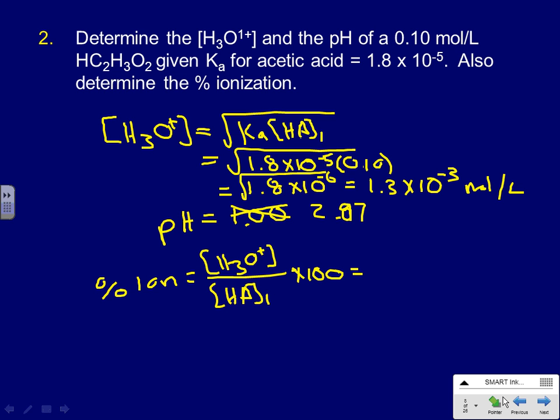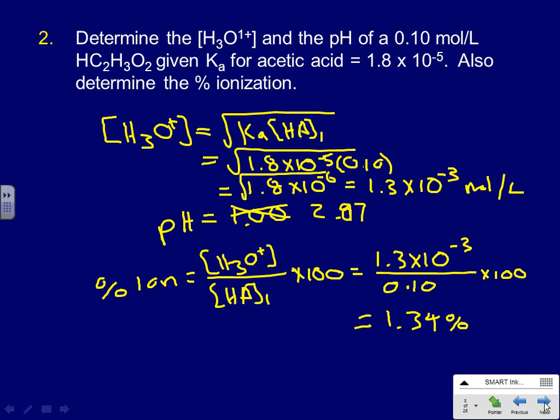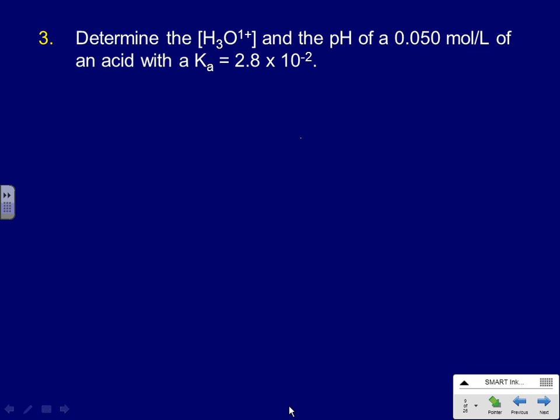How about percent ionization? We want that number over the HA. Over 0.10 times 100. What's the percent ionization? Yes? 1.34%? Okay? All right, do another one.